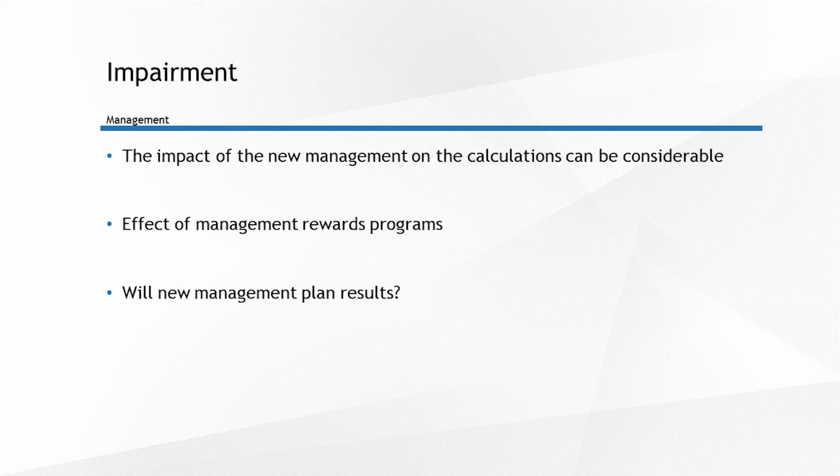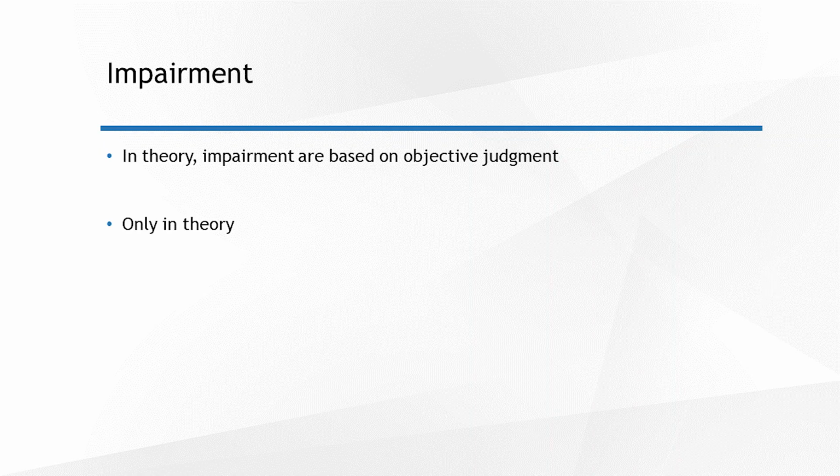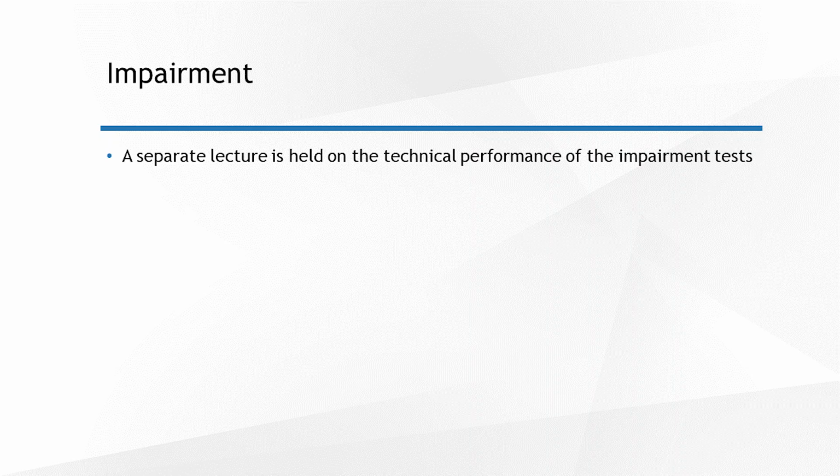On the other hand, it also comes to my mind that after a bad result, impairment will be recognized because the management has already lost their bonuses. But as stated, in theory, write-downs are objective things, but only in theory. Too much smoothing of results. A separate lecture will be held on the technical performance of the impairment tests.